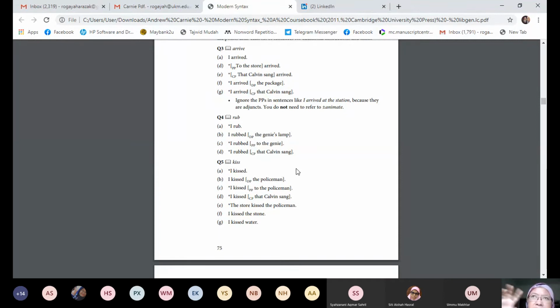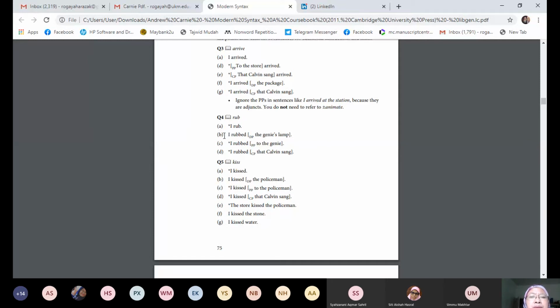They will actually ask the informant, can you say this? Can you have the noun phrase after the verb? And then he will give some examples, and then the informant will say, can, boleh. So by playing around with it, you actually characterize the verb. So now we go to Q4, which is rub.